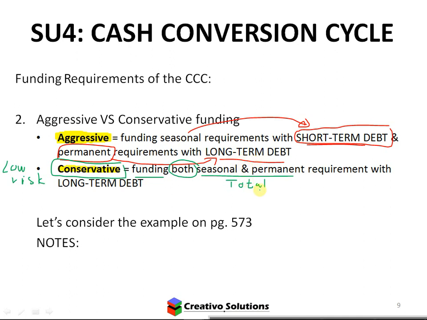Okay, so if I've got cash that's sitting idle, what can you receive on that cash? You can receive interest. So that's always something that you need to consider when looking at the conservative, because you'll have surplus cash that will be invested. So you'll get a benefit from having cash sitting in the bank account. Again, the example in the textbook is very good, so please refer to page 573.